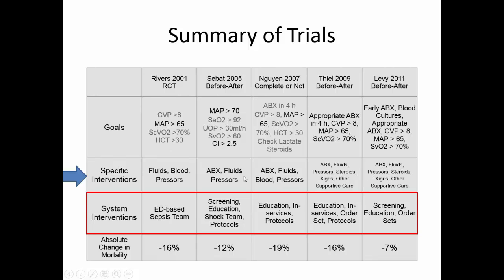But if you take a look, the common thread in all these is fluids, fluids, fluids. And with these specific interventions, the last column talks about the absolute change in mortality. So with these interventions, you had a 16% drop in mortality. With these interventions, you had 12%, 19%, 16%, 7%. So pretty substantial decrease in mortality. And one of the common threads you'll notice here is fluids.